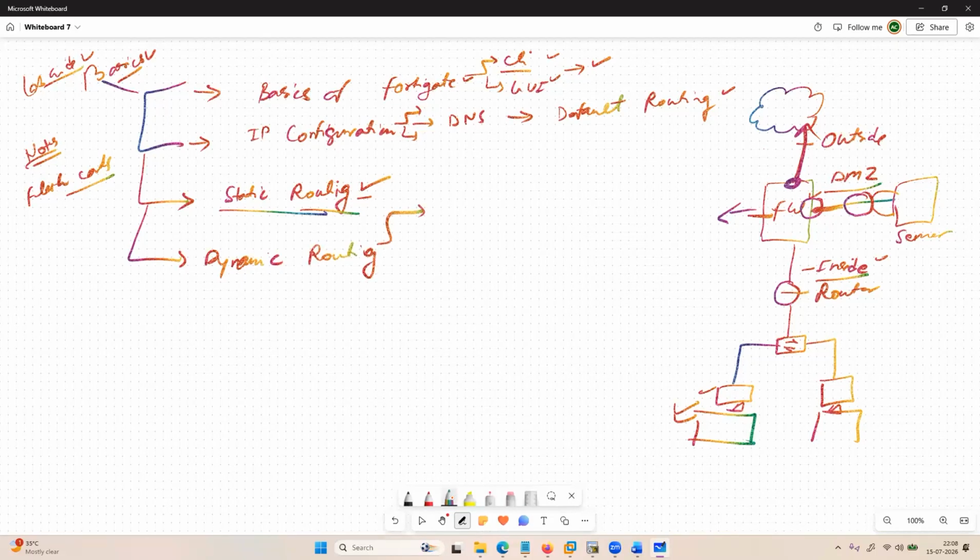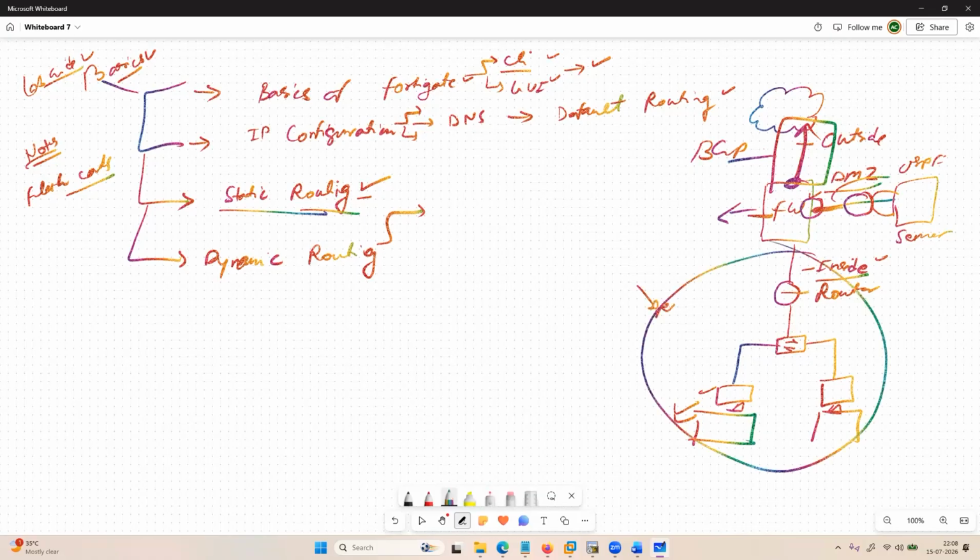Inside dynamic routing, in this area we'll configure BGP. Here we'll configure OSPF just for understanding. This is not done in industry. People don't do dynamic routing in their DMZ area. I'll do it just for our routing knowledge. Inside we'll do RIP. Now this area we have RIP, this area we have BGP, here we have OSPF. We will also help these routes go inside this area, and for that we'll see advanced routing.